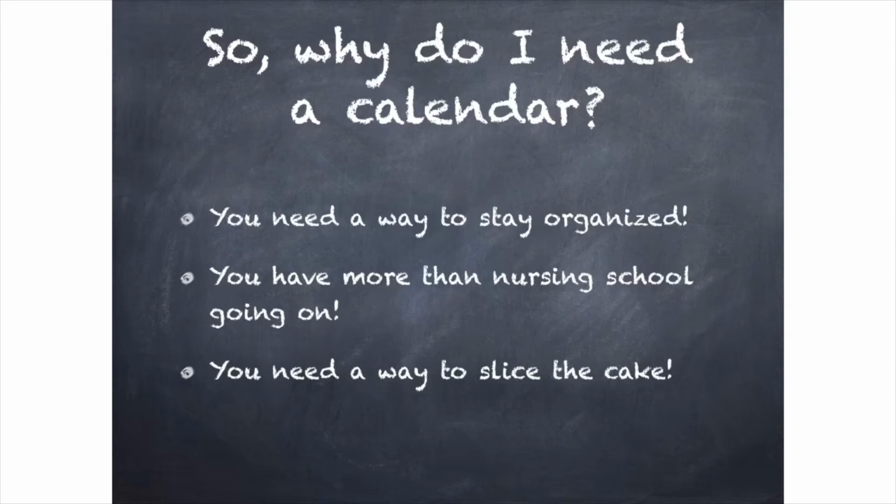A lot of you think, I'm just going to wing it, I'm going to remember. But the truth is that nursing school can be so overwhelming that you really need a functional way to remember everything that you've got going on. The next bullet point says that you've got more than nursing school going on, and that's true. Almost everybody has other things in life that they've got to deal with. Maybe you've got kids, maybe you've got a spouse, maybe you have a job, and you need to keep up with all of those activities of life along with the assignments that you have to do for nursing school.